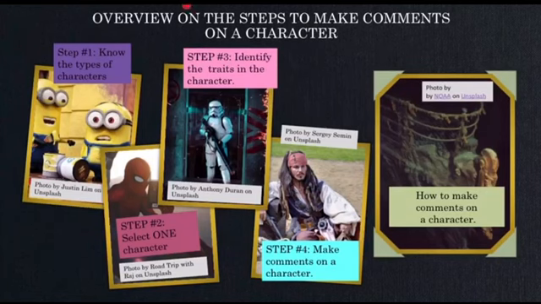Let me give an overview of this lesson. There are 4 steps in making comments on a character. The first step is to know the type of characters that can be seen in a movie. The types will be based on the role that the character plays in a movie. For this lesson, 5 types of characters will be shared. The second step is to select one character so that it is easier for the learners to focus on their comments. The third step is to know which trait or traits the character has. And the fourth step is to learn how to make comments on a character.